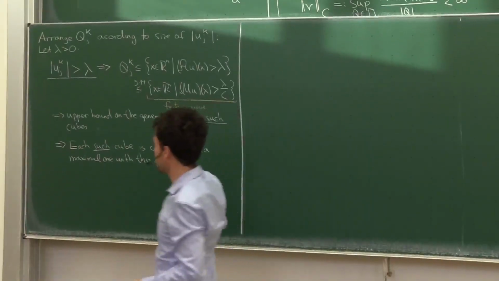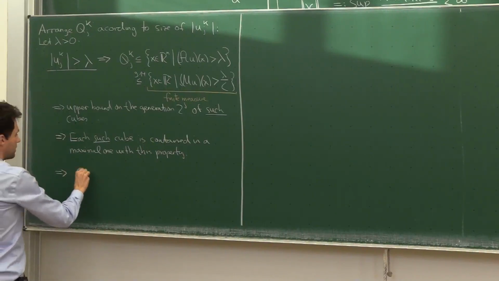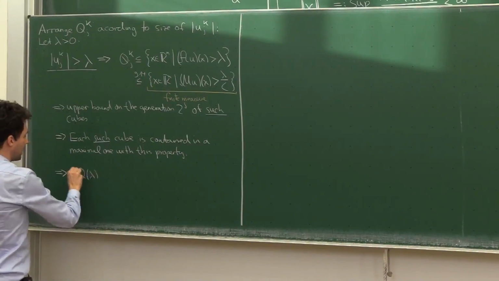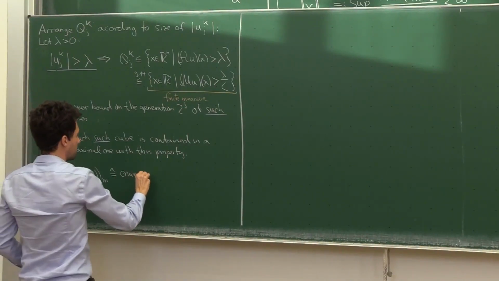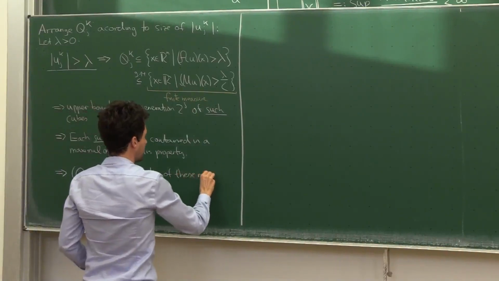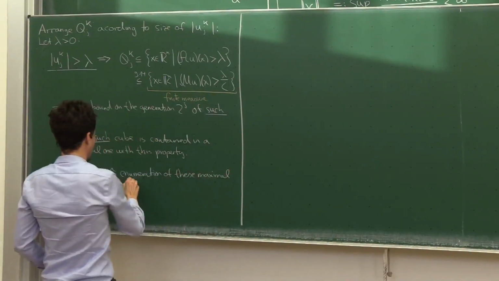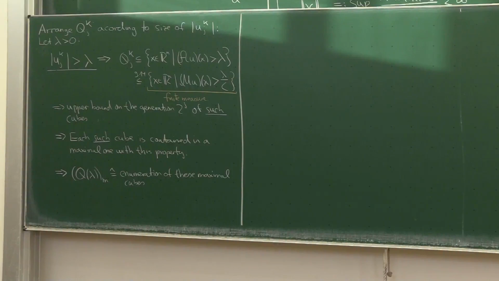Okay, so first of all I can say every cube with this property is contained in the largest such cube. And then for fixed lambda, I can say that Q_lambda,m is an enumeration of these maximal cubes. Okay, so Q_lambda,m is the collection of all maximal dyadic cubes with the property that the average of u on that cube is larger than lambda.